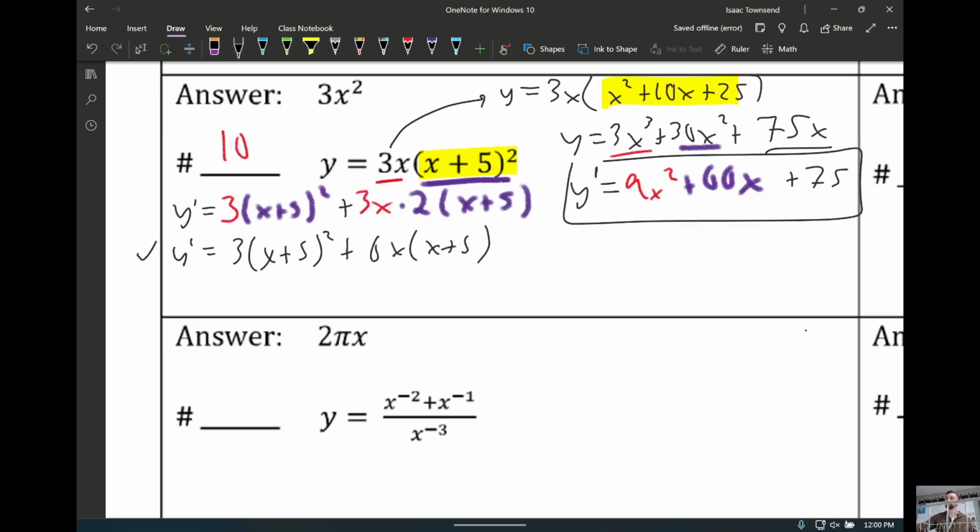And again, that's what the challenge on this worksheet is going to be. I know you all understand bring the power down, lower the power by 1, but changing things to the right format is where the practice will help.